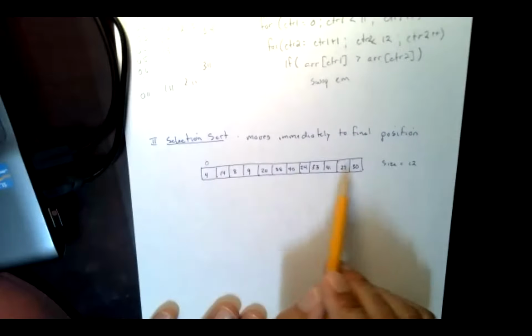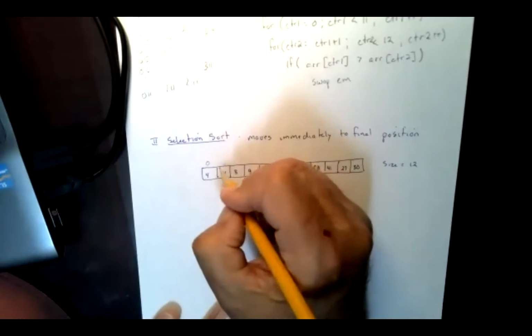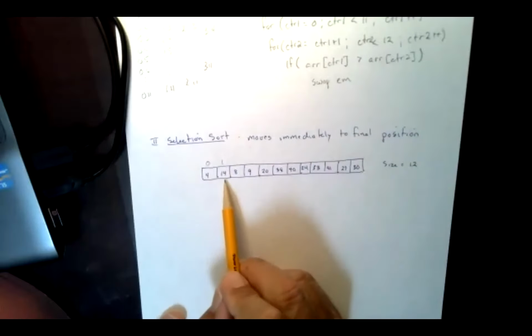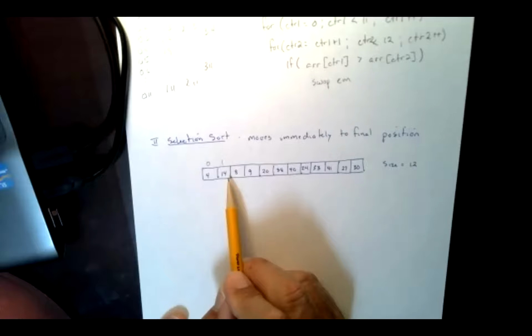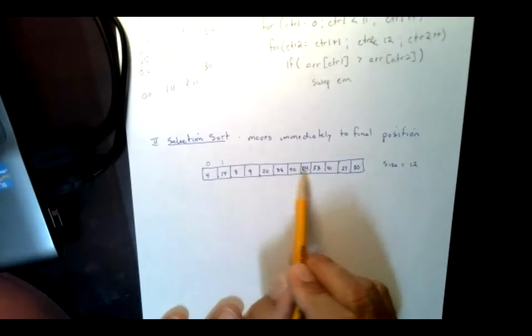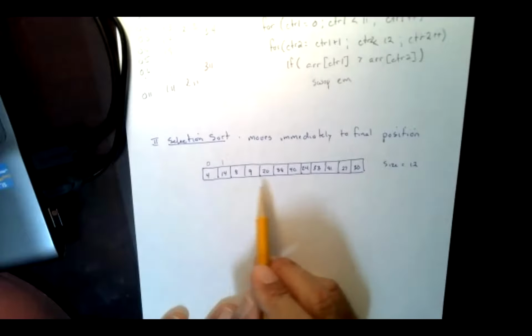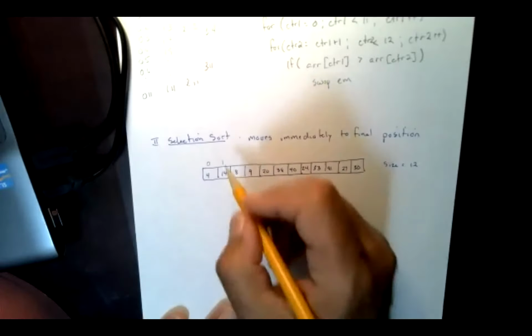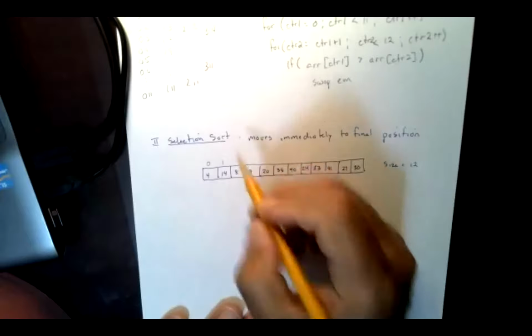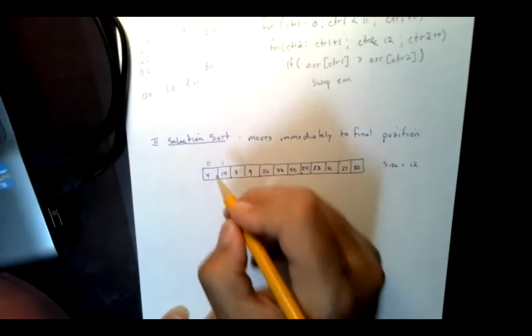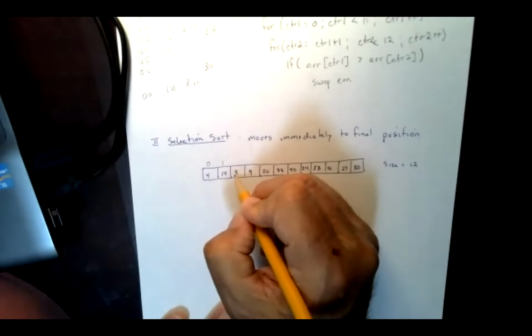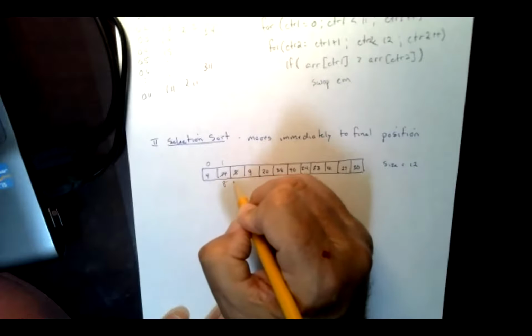No. And 4? No, right? Done. So now I'm going to move over to 1. My value is 14. Is there anything smaller if I go through the rest of this? Yes, this 8 is smaller, right? So this guy is smaller. It's the smallest of what remains. So I'm selecting it and I'm moving it into this location.